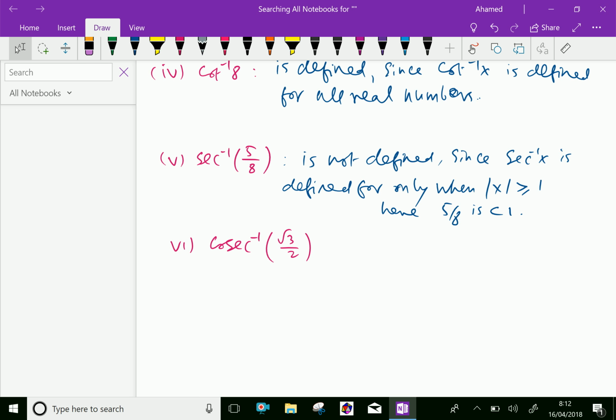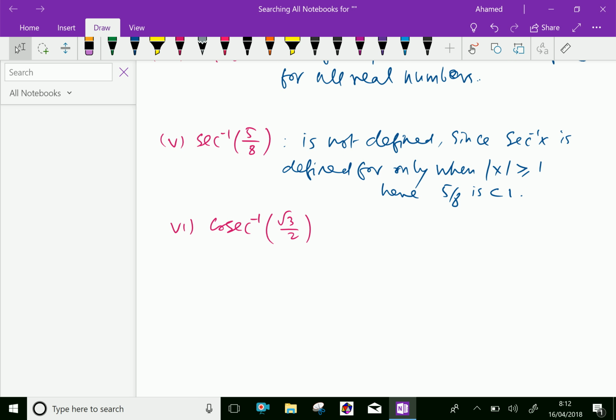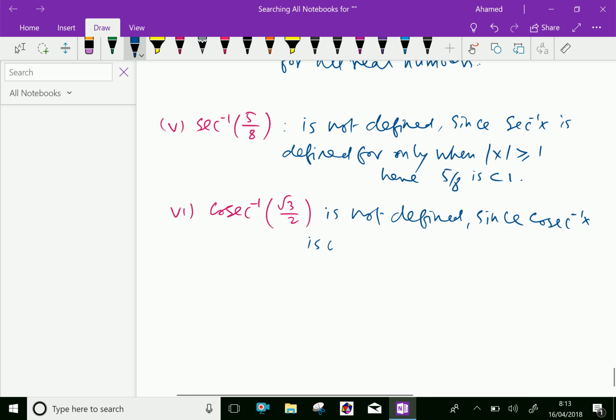Next one, cosecant inverse √3/2 is not defined since cosecant inverse x is defined only when modulus of x is greater or equal to 1.